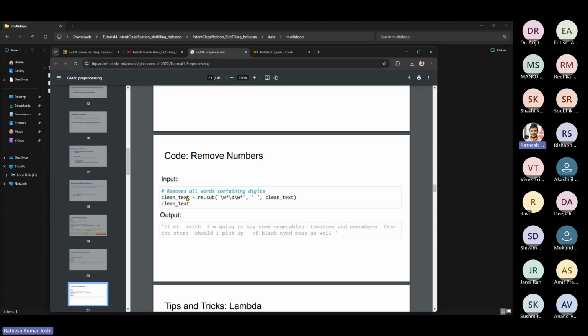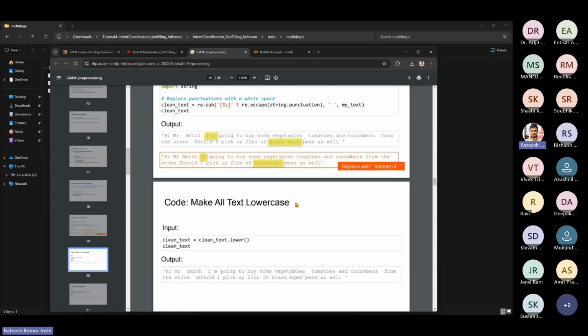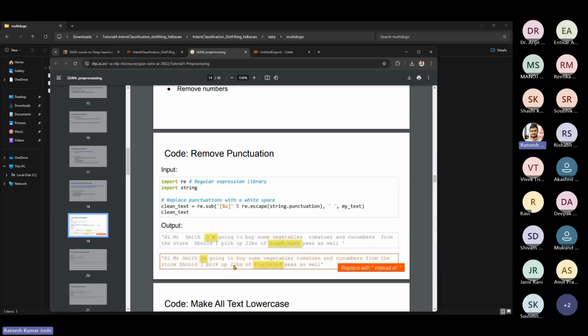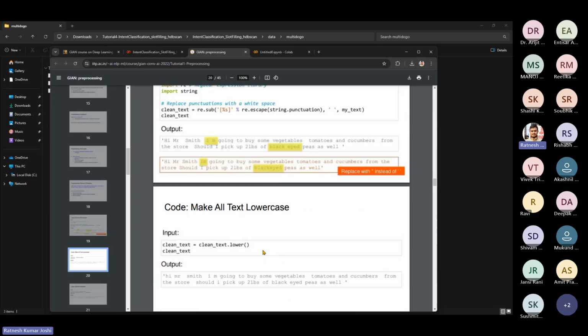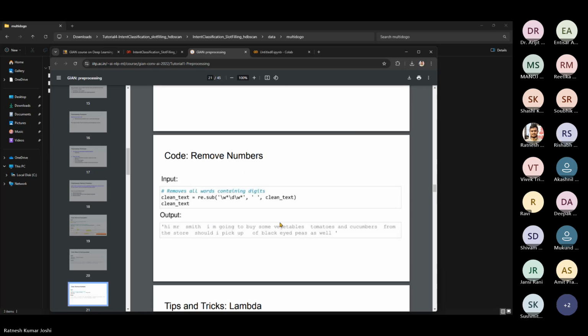And similarly we can remove all the digits as well. For example, re.sub with \w*\d\w*, meaning any combination of word characters around any digit, so we'll clean that. Here \d denotes the digits. Let's say in our input, did we have any digits? We had 21 lbs, 21 pounds. So when we apply this method, we have removed the entire part, 21 lbs. This is one way of removing numbers. Maybe you want to keep the lbs part and only remove the 21. You can also write a pattern for that.